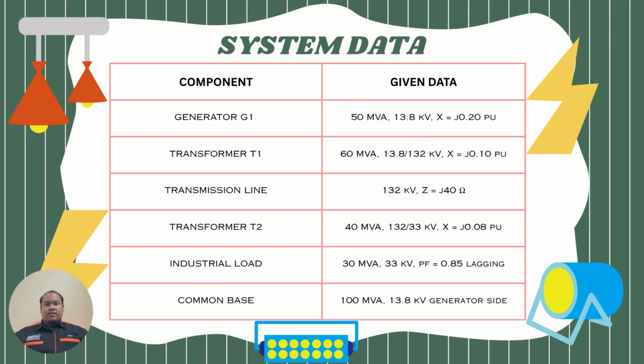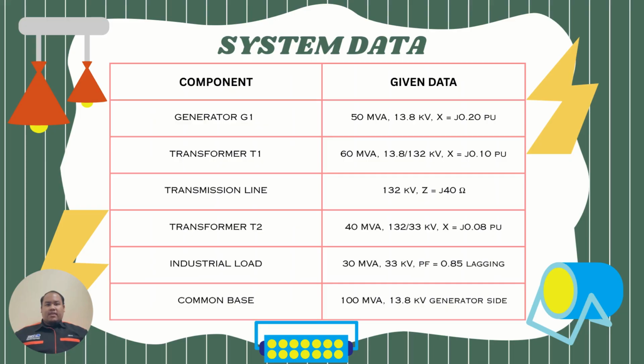For the system data, this network starts with generator G1, which is rated at 50 MVA and 13.8 kV, with a reactance of j0.20 per unit. The power is then supplied to transformer T1, which is rated at 60 MVA. This transformer steps up the voltage from 13.8 kV to 132 kV, and its reactance is j0.10 per unit. After that, the power flows through the transmission line, which operates at 132 kV with an impedance of j40 ohms.